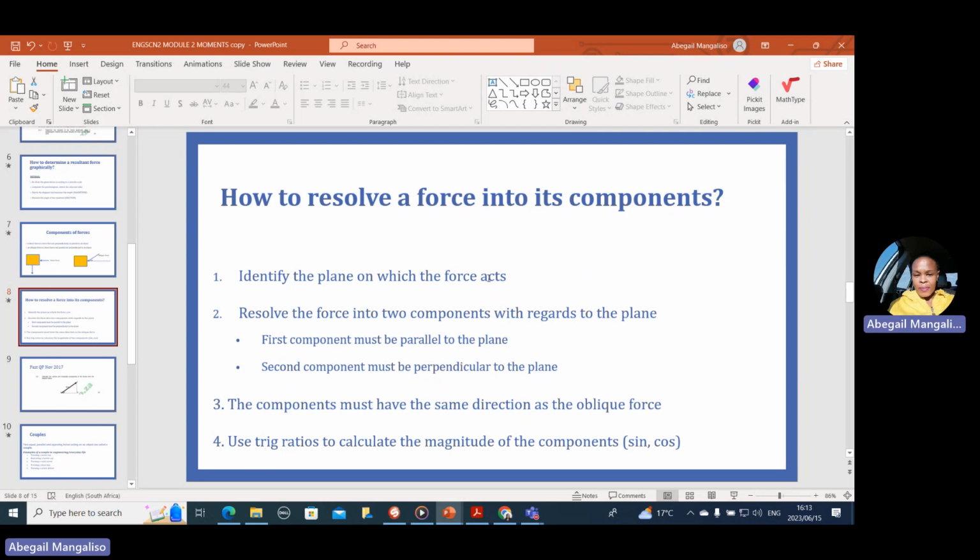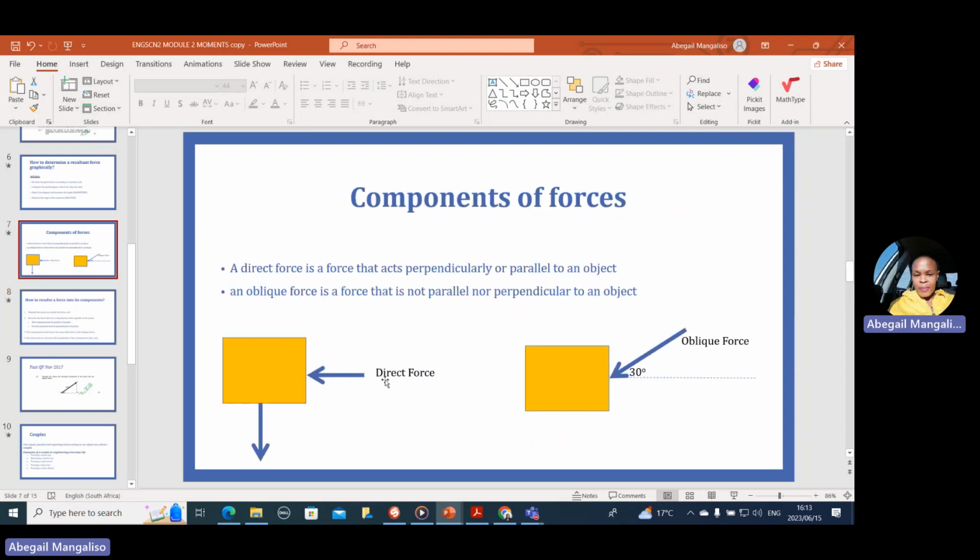How to resolve a force into its components. Step number one, you need to identify the plane on which the force acts. Number two, you resolve the force into two components with regards to the plane. The first component must be parallel, and the second component must be perpendicular. So when you resolve an oblique force, you're supposed to end with direct forces. You're going to have a force that is parallel and a force that is perpendicular to the plane.